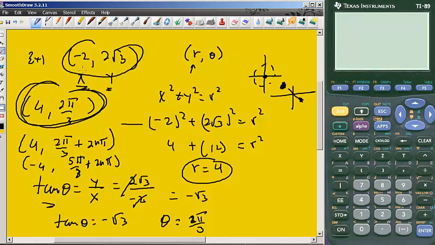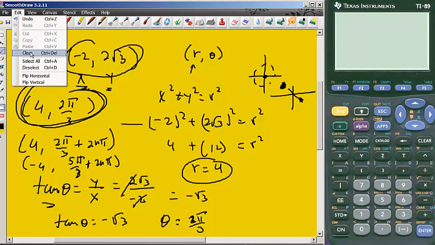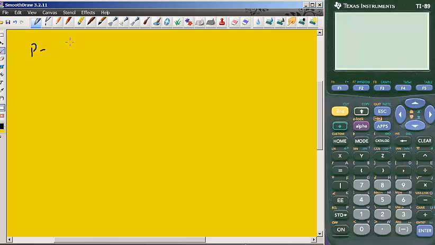Now if you want some more practice problems for this, you can find this in your calculus book, the last section and this section, if you haven't turned in the calculus book, that is. These are polar coordinates, so page 734, problems 3, 4, and 5.